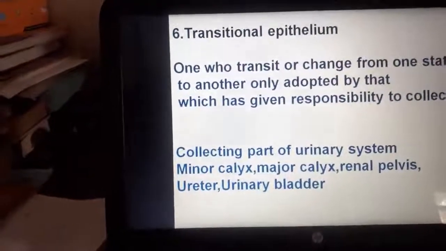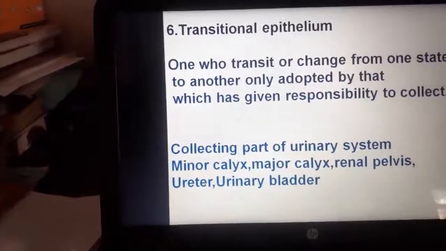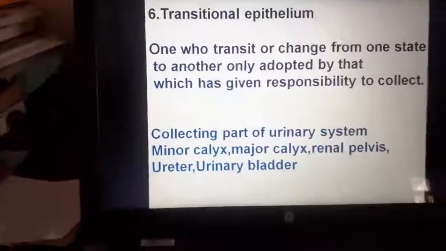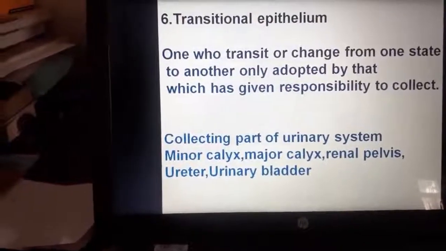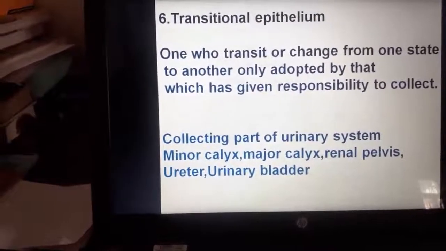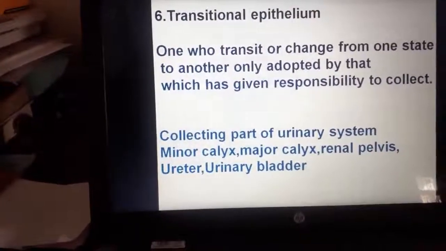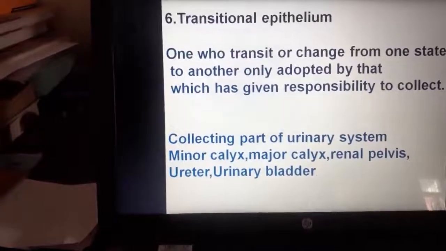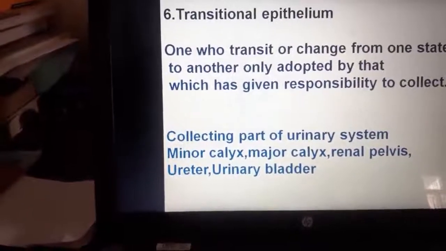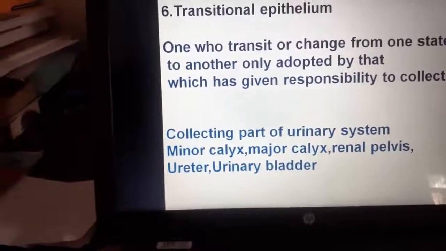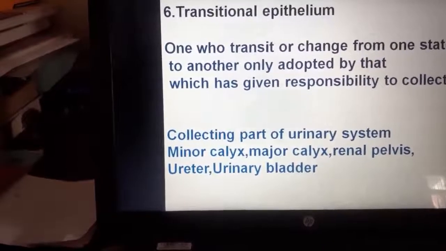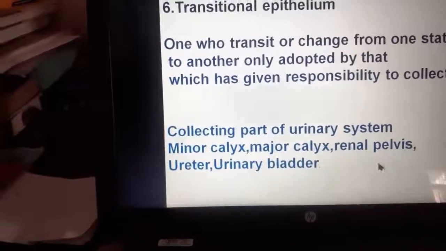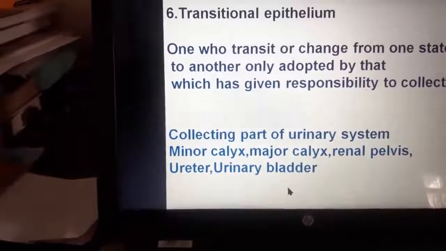And the transitional epithelium. Transitional epithelium is what? One who transits or changes from one state to another. And it is adopted by that organ which has been given the responsibility to collect something, which has the power of distension. And the example will be all the collecting parts of the urinary system, that is the minor calyx, major calyx, renal pelvis, ureter, urinary bladder, the collecting system.